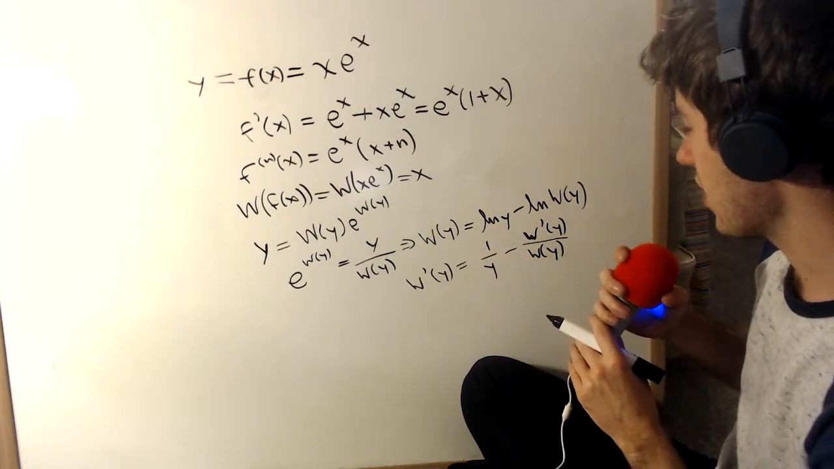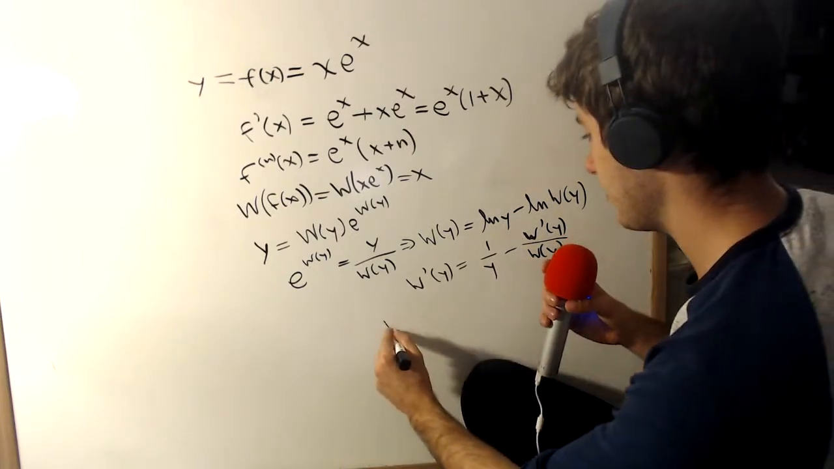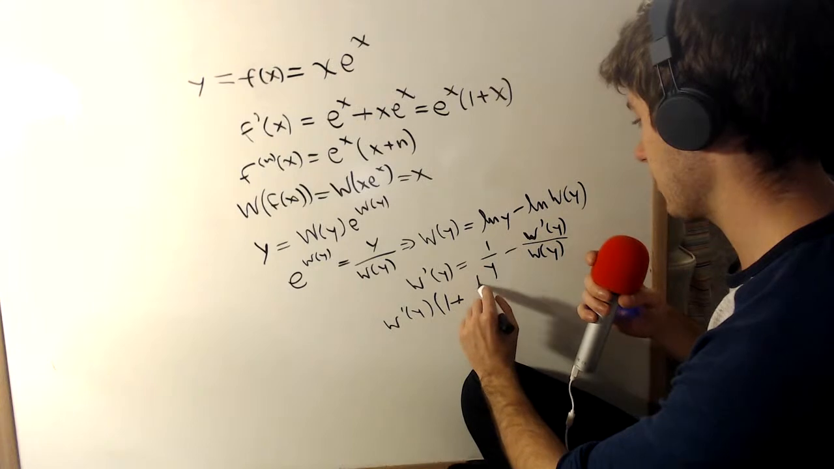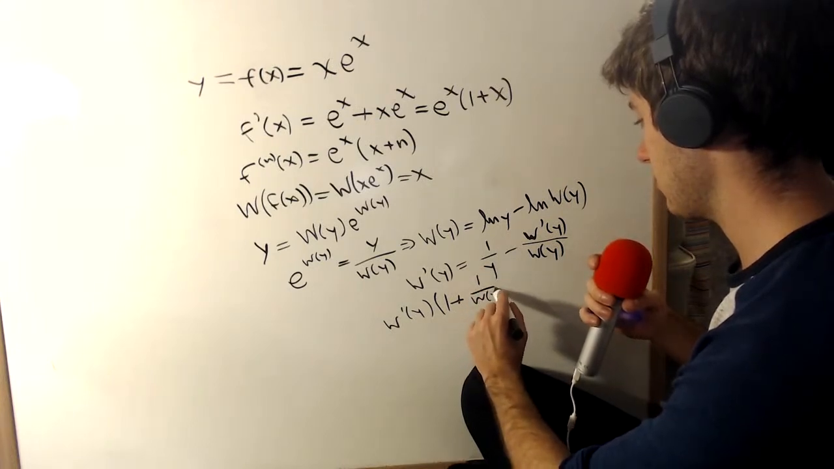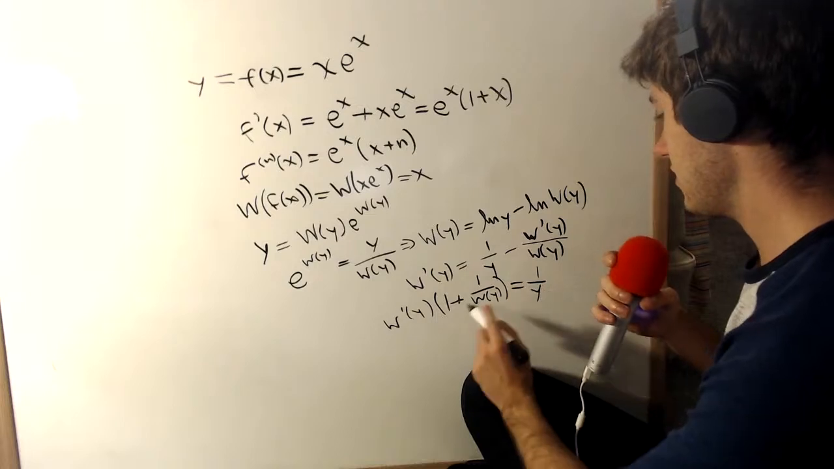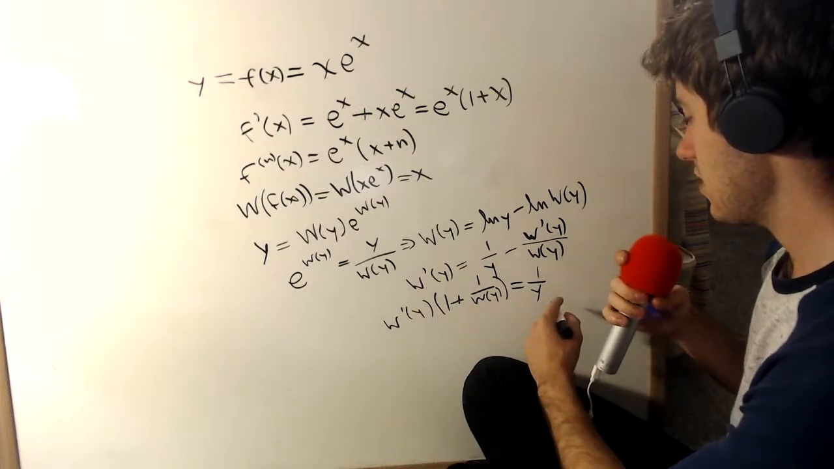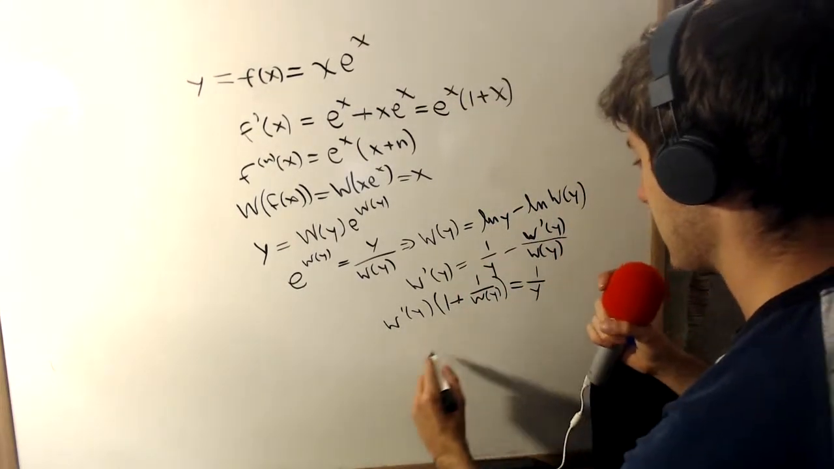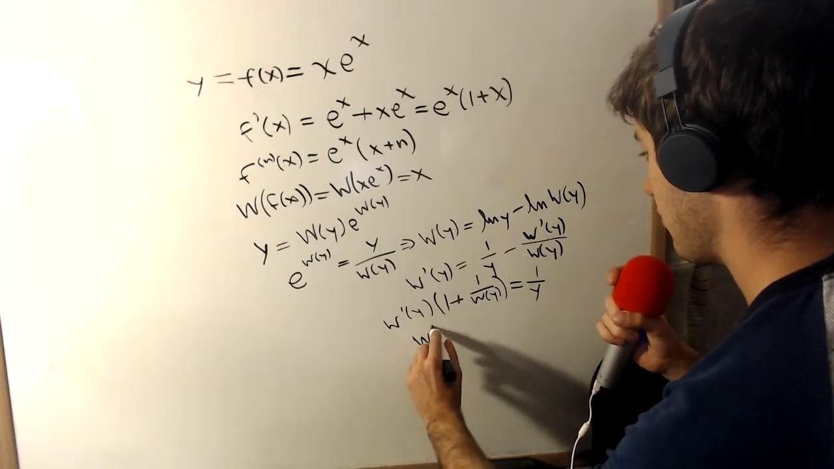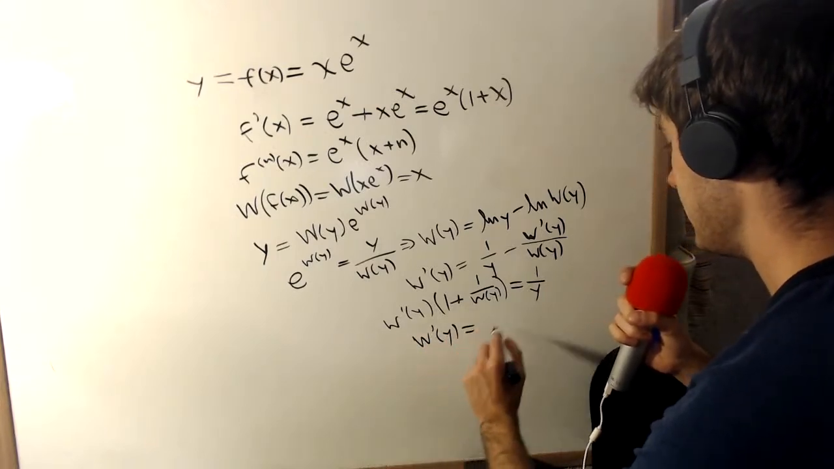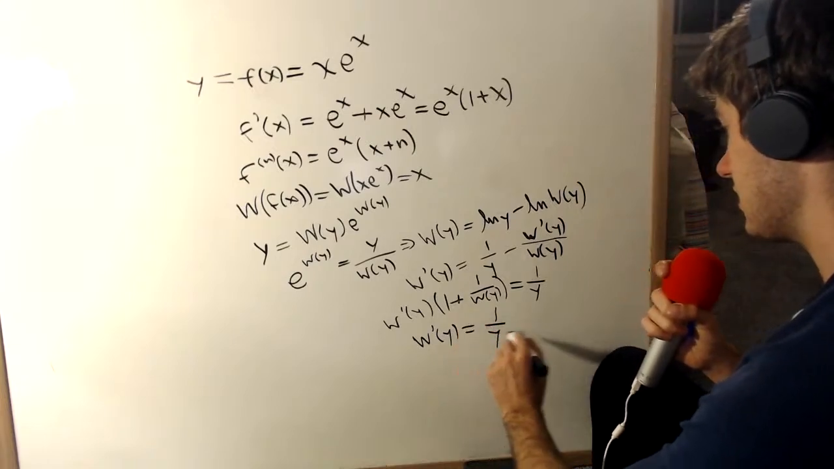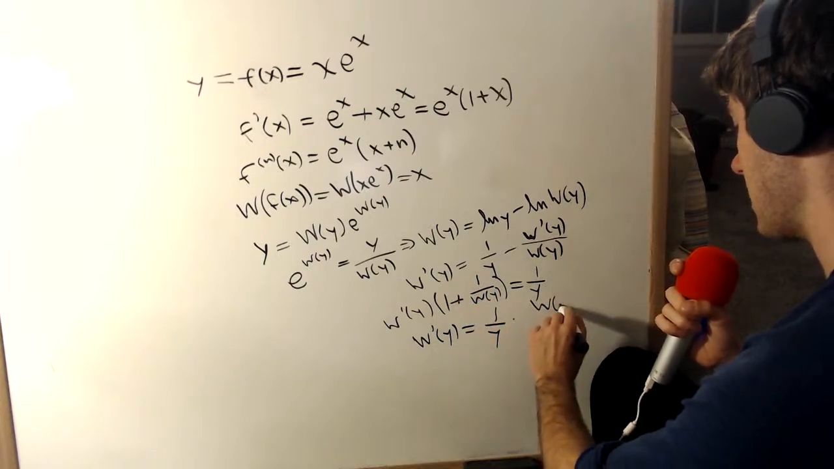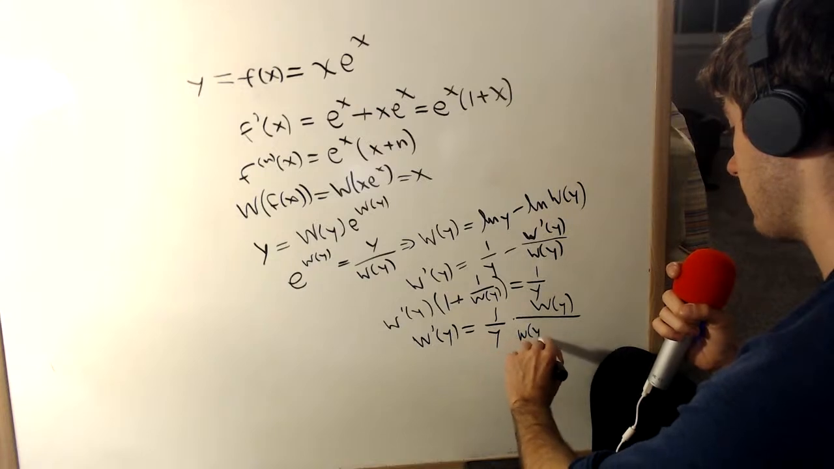And so we want to solve for w prime now, so we add that over and factor it out, so we get w prime times 1 plus 1 over w of y, and that equals 1 over y. So we can multiply that over, and we end up with, what do we get? We divide that over, and we get that w prime is equal to 1 over y times, so this is going to be w plus 1 over w. So we're going to get w of y over w of y plus 1.